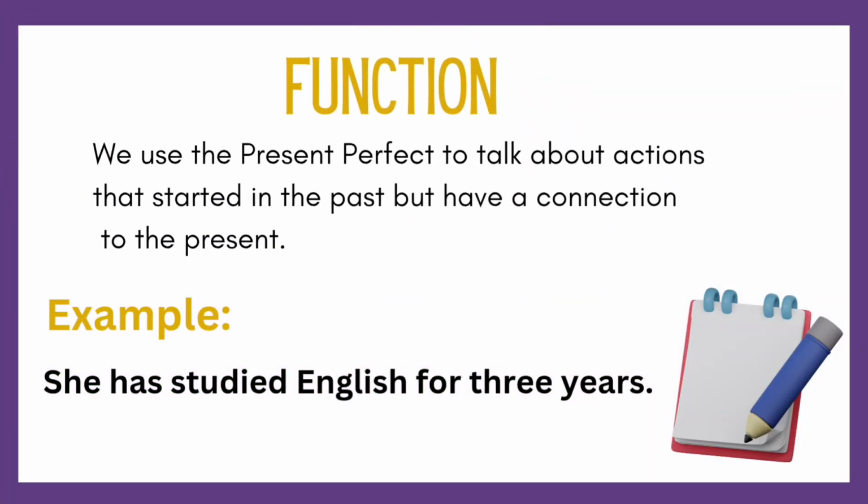First, we discuss about when we use the present perfect. We use the present perfect to talk about actions that started in the past but have a connection to the present. For example, she has studied English for 3 years. In this example, the action of studying English started in the past but continues up to the present moment.